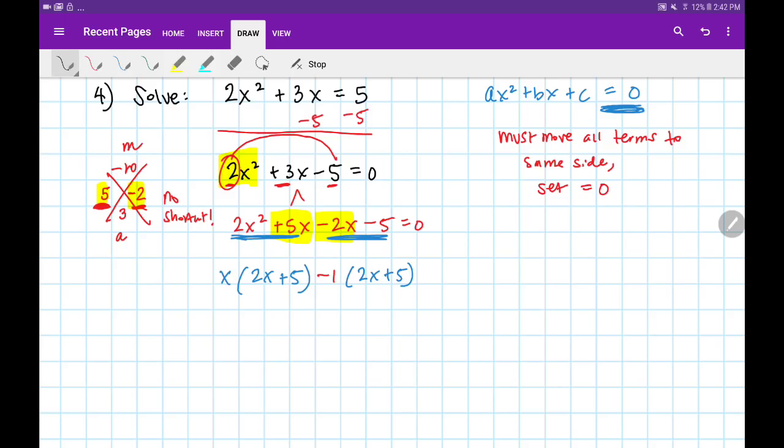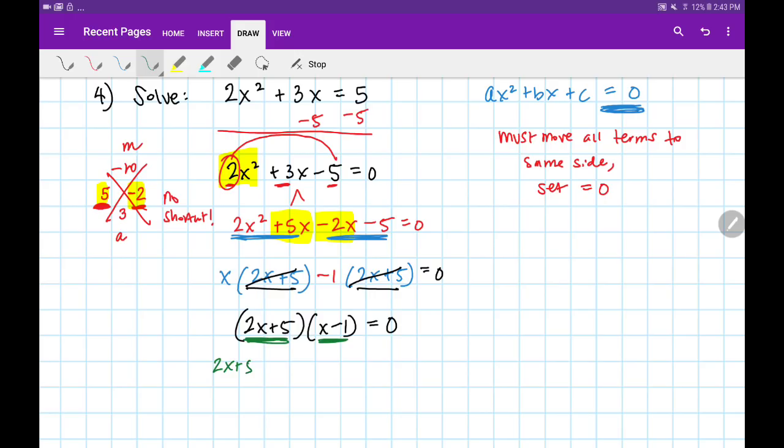So we're really close to being done here. The guy that's the same will copy it down. And then my leftovers are this x and this minus 1. They get their own parentheses as x minus 1. Set it equal to 0. We're almost done. Each factor now will turn into its own equation.